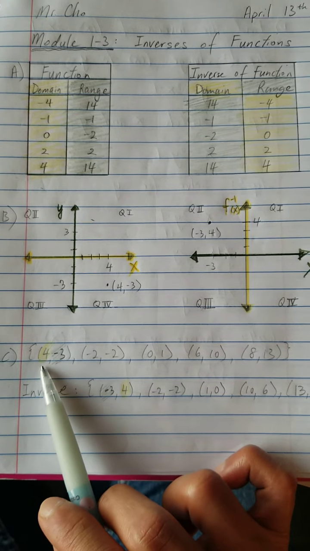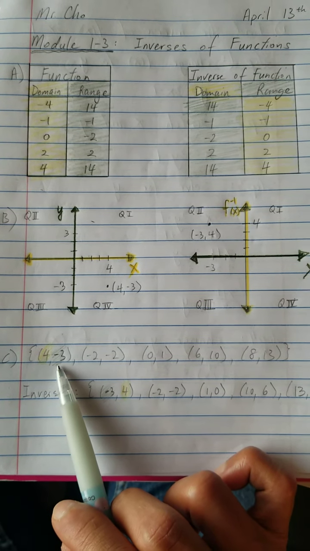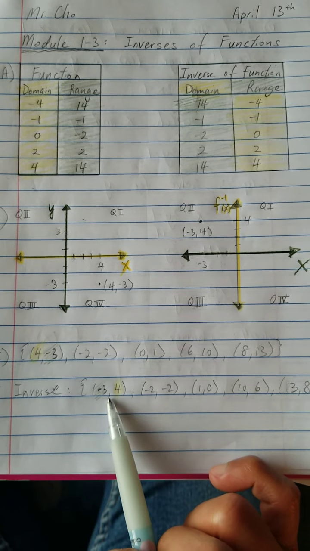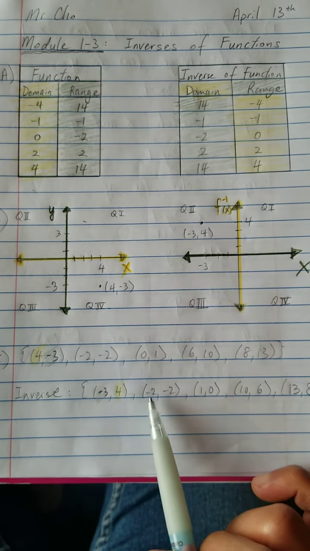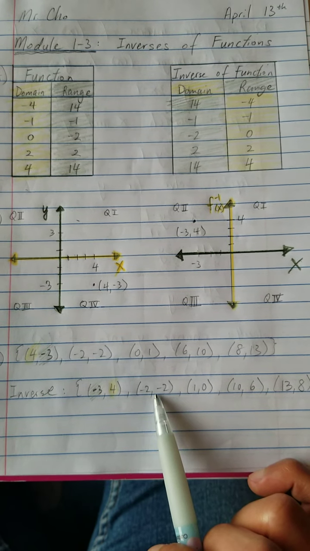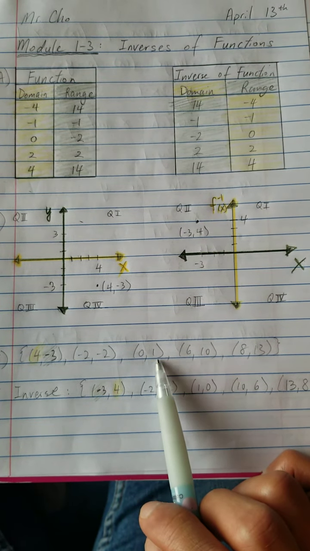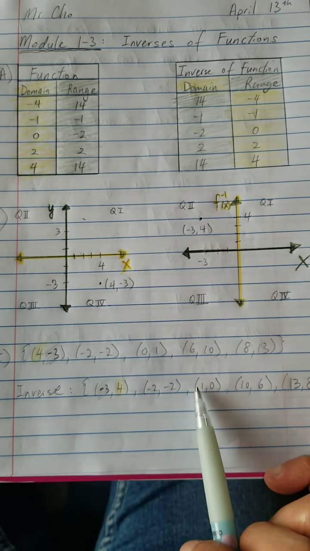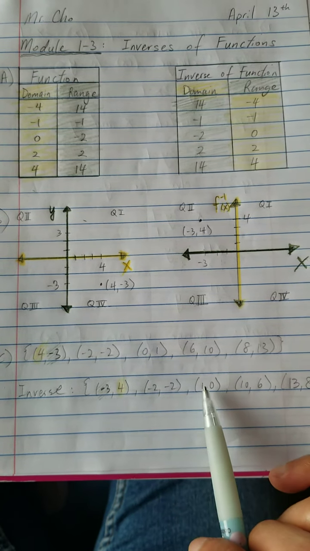For example, the first point is 4, -3. Your inverse will be -3, 4. If they're exactly the same, you have the same results. However, if they're different values, you just switch them. The range becomes your domain, and the domain becomes your range.